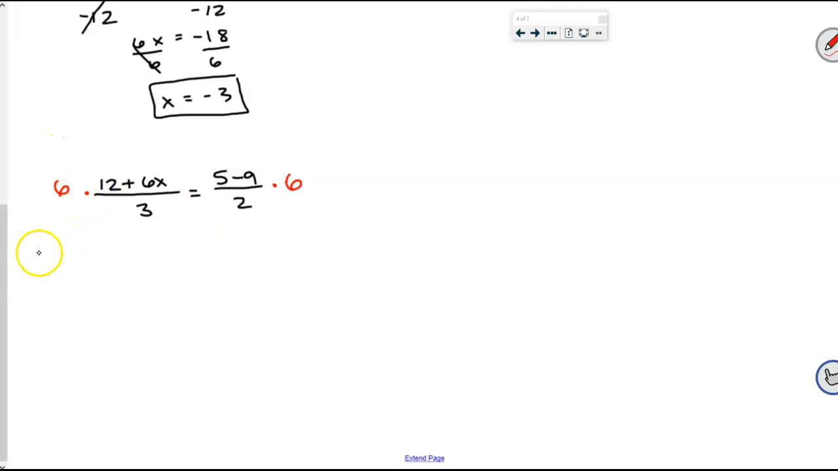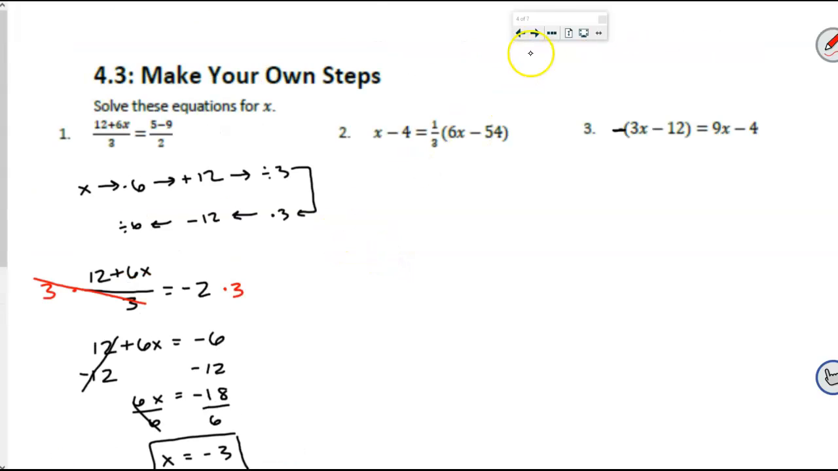So again, what's really happening? 6 divided by 3 means I'm really going to be left with this whole side multiplied by 2. And over here, everything's multiplied by 6, but everything's also divided by 2. So this whole entire side, that 5 minus 9, is multiplied by 6 divided by 2 is 3. Now, of course, this is extra work for this problem because it's not necessary. We could have just simplified this other side, but I wanted to give you that strategy that's going to be helpful for other problems. Let's look at number 2.